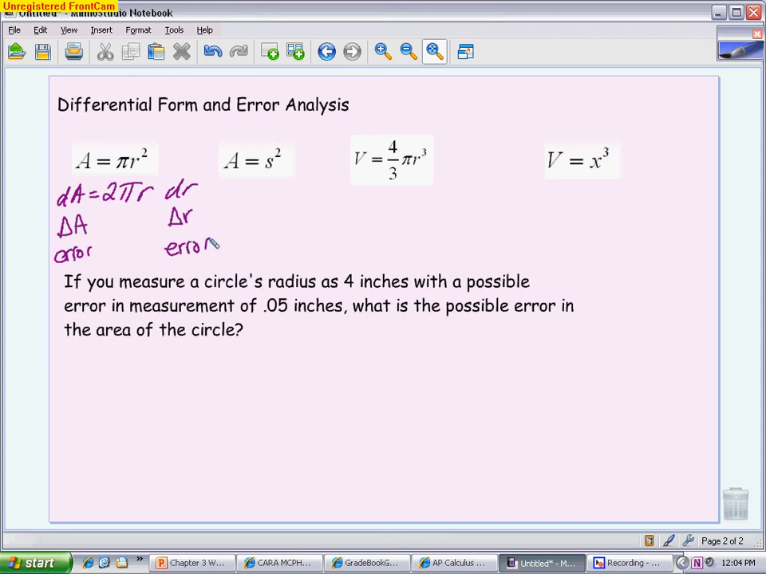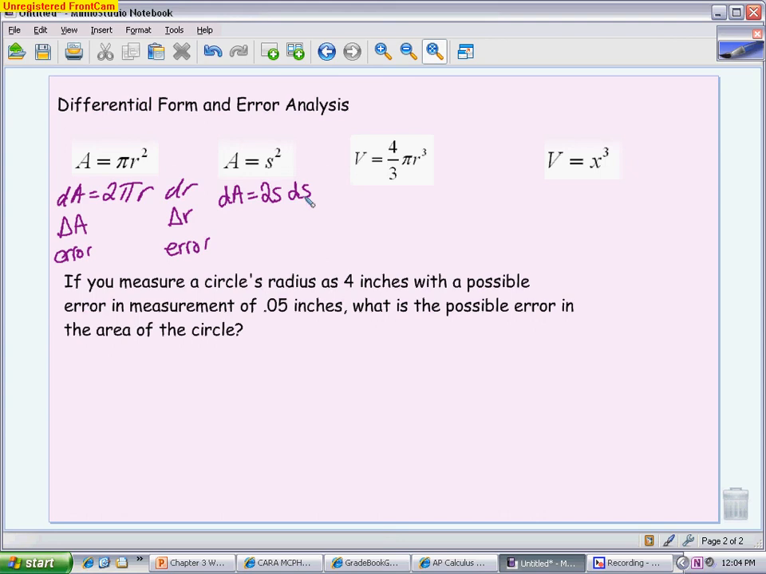So if I take the derivative of A equals s squared, so this would be the area of a square, I would write dA equals 2s ds. If you prefer to write deltas instead, like thinking a change in, a mismeasurement basically, that is fine.